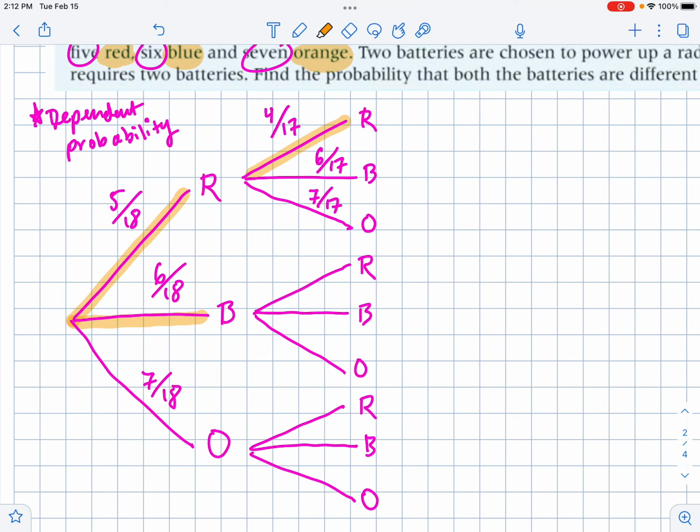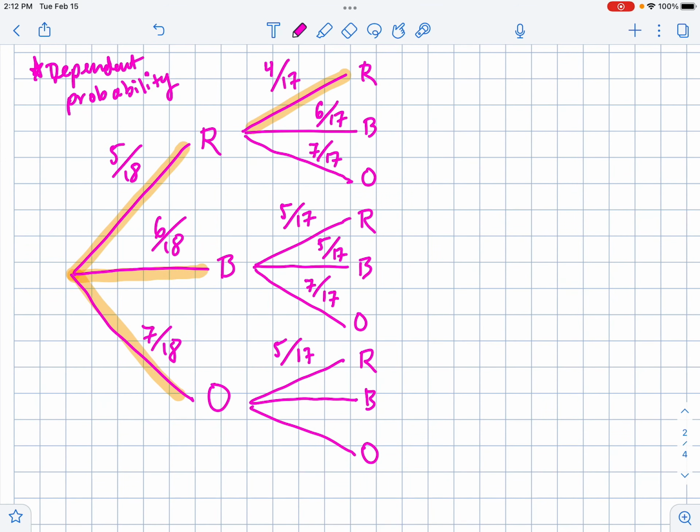For this path, I've already chosen a blue, so there's 1 blue gone. That drops the total down to 17, but then there would be 5 reds left. So this would be 5 out of 17. And then the oranges would still have 7, so this would be 7 out of 17. Then, on this final branch here, we've selected an orange, so there would still be 5/17 for the reds, and then for the blues, there's still 6, so this would be 6 out of 17. But we did take an orange out, so this will be 6 out of 17 here as well.